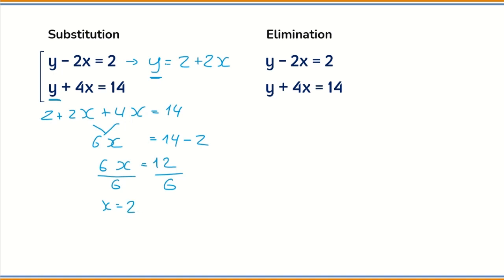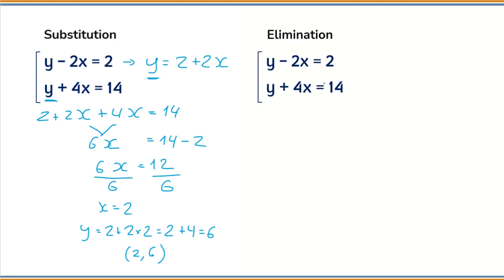And now I can find out the value of y in this equation. Y equals 2 plus 2 times x, which is 2. And this is 2 plus 4 equals 6. So the answer is 2, 6.